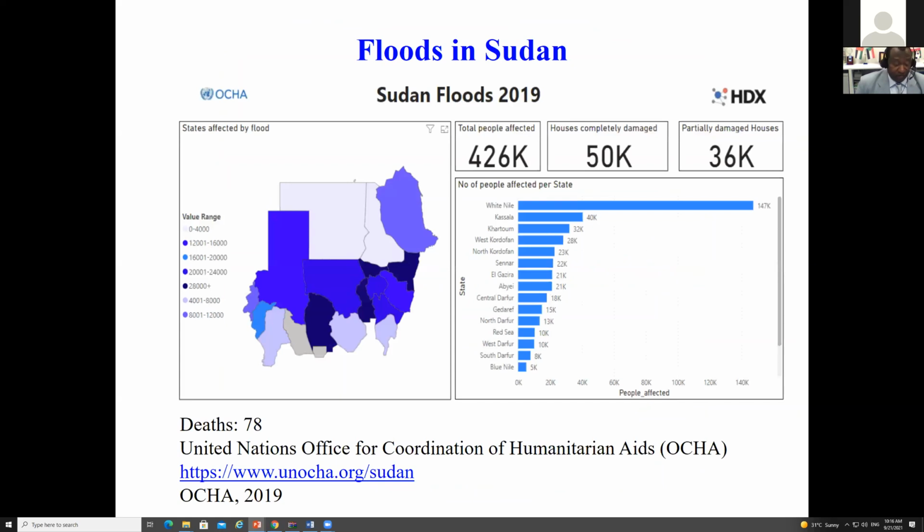Flood in Sudan is one of the big issues that happen repetitively. For example, just in 2019, as you can see, around 500,000 people were affected. Around 50,000 houses were completely damaged, and around 36,000 partially, in different parts of the country depending upon the season. This estimation is based on the United Nations Office for the Coordination of Humanitarian Affairs.